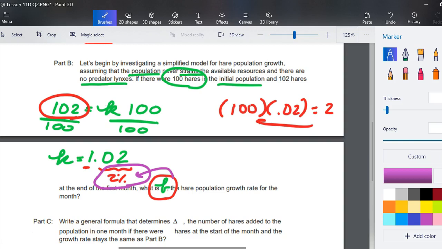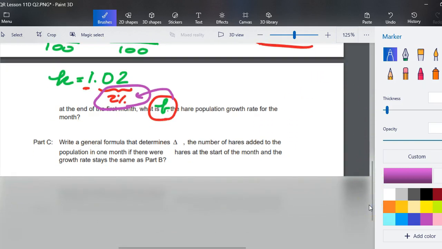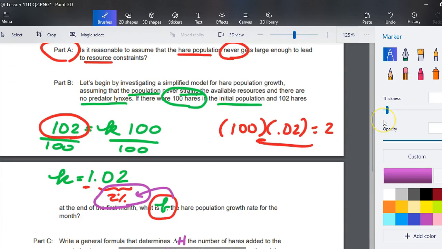Part C: write a general formula that determines the change in H, which is the number of hares added to the population in 1 month if there were H hares at the start of the month, and that the growth rate stays the same as part B. So the change, and if we go back up here and look at the simplified part where we started, the simplified part is right here.